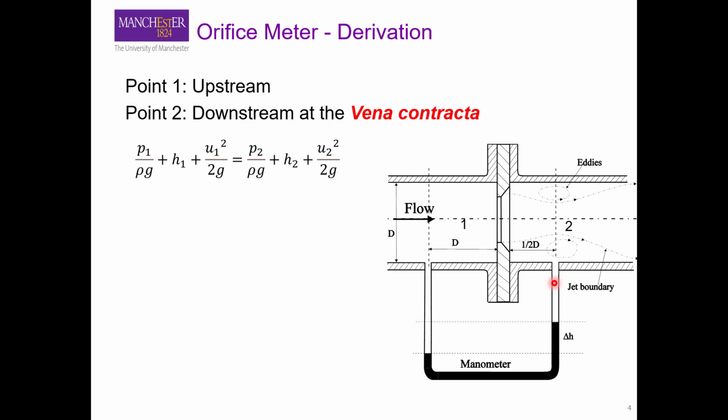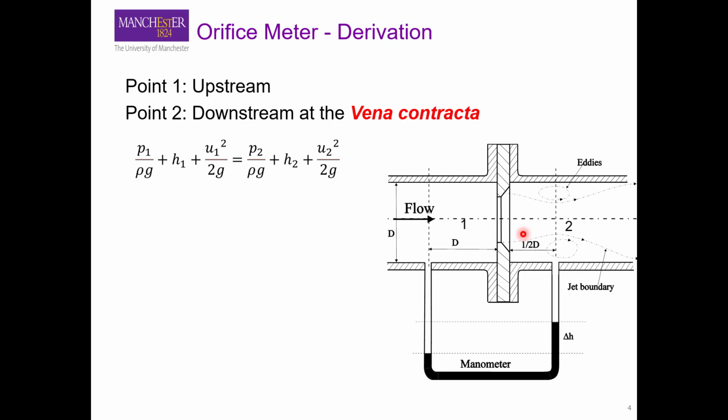The other arm is placed, for example, one diameter away from the orifice plate on the upstream of the orifice plate, and these dimensions of diameters are recommended so that you don't disturb your measurement of velocity due to these constriction effects.